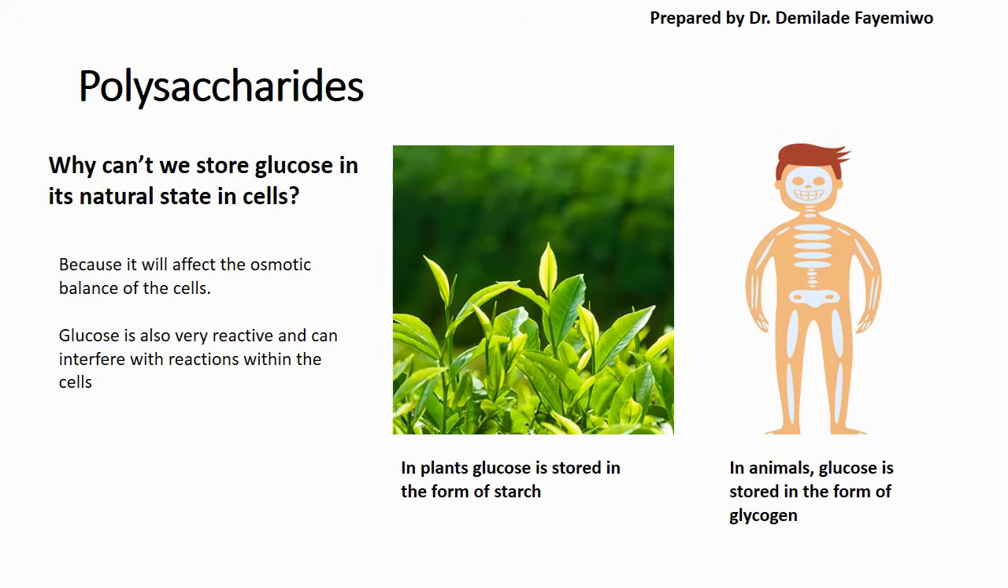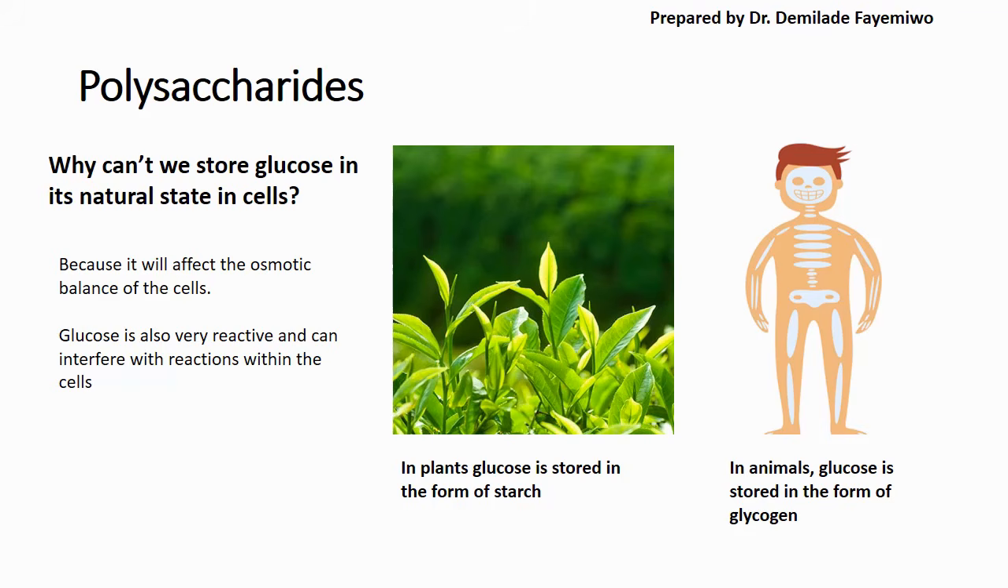Now, the reason why we make polysaccharides is because we cannot store glucose in its natural state within our bodies. This is because when we store glucose, glucose is a very reactive compound and it can easily interfere with some of the processes within the cells. Besides that, storing glucose inside the cell can make the inside very concentrated and then affect the osmotic potential of the body, as you will see when we get to chapter 4.